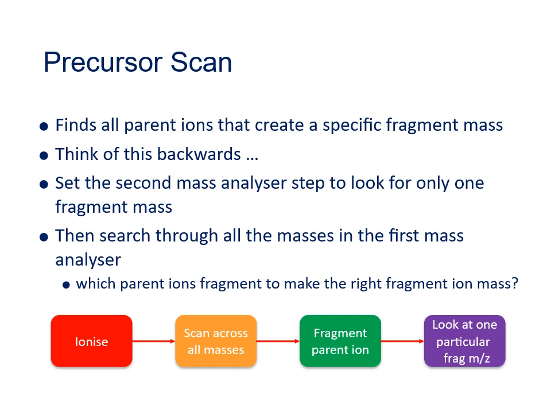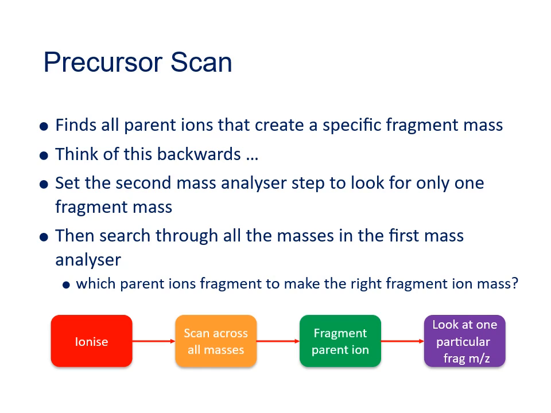The second standard tandem mass spectrometry experiment is known as the precursor scan. So imagine you have a sample containing many components. But within that mixture, you might only be interested in a certain subset of the chemicals that may belong to a particular chemical class. So a precursor scan is intended to allow you to look through all the data from that sample and find all the parent ions that create a specific fragment mass.